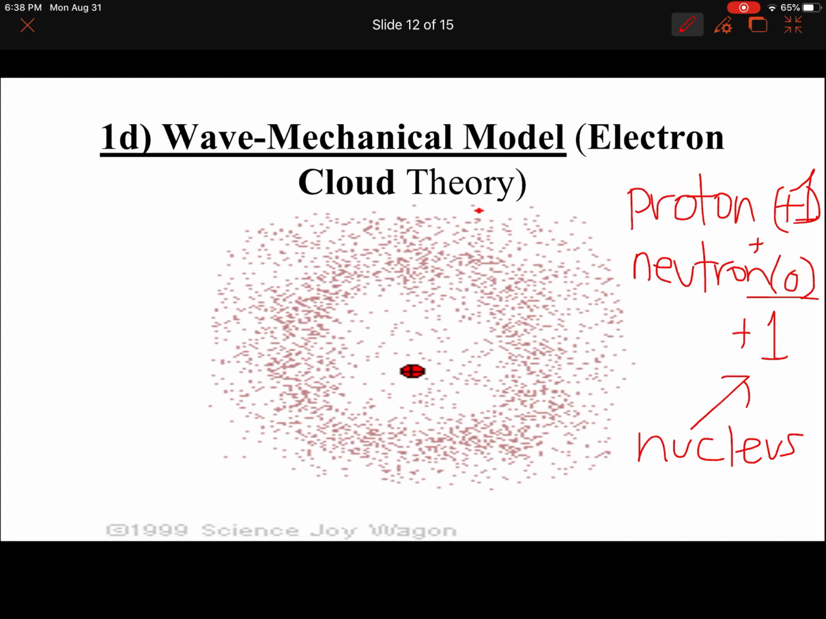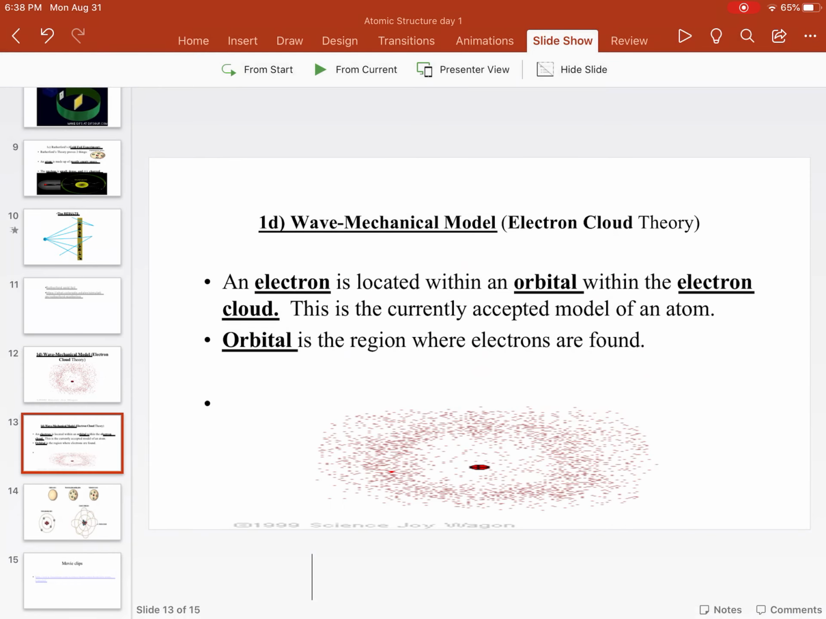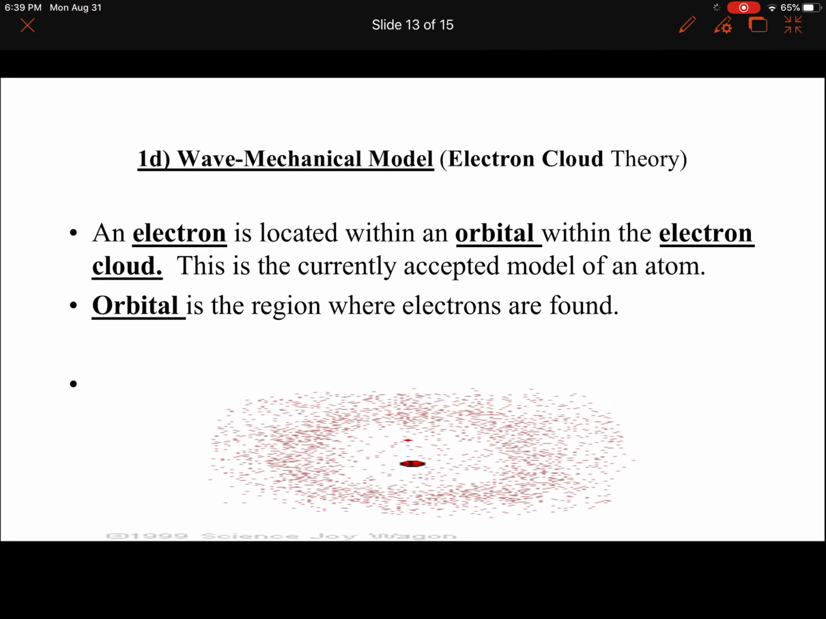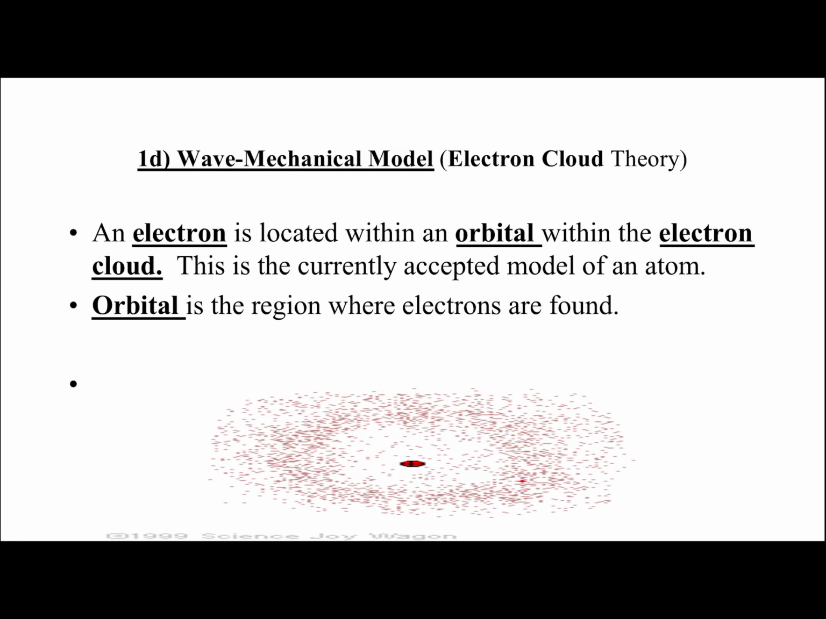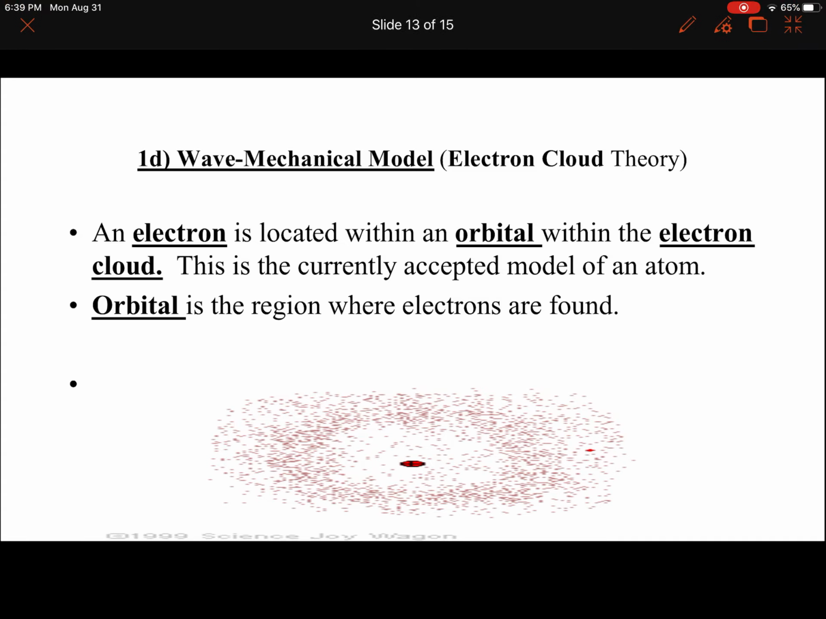And so what happens over here is that we do not know where the electrons are at a given level. In fact, electrons are located in an orbital, right? Because it does orbit around the nucleus, not in an orderly fashion, though, like the sun. But it's in what's called the electron cloud. This is the currently accepted model of the orbital. An orbital is the region where electrons are found. That's also on the Regents as well.